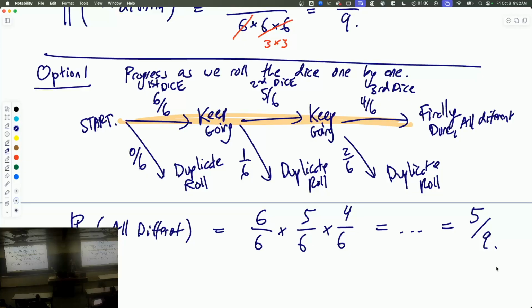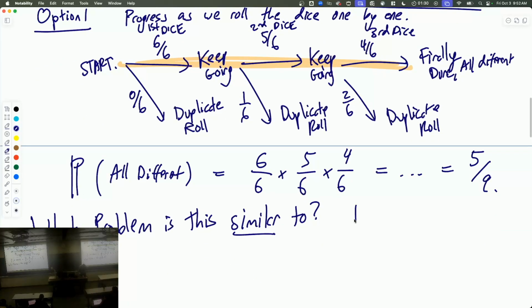I do have a quick question for you all, which is, this problem is secretly very closely related to a problem we did very early on in the course. What problem is this actually like? What problem is this similar to? Does anyone know what problem this is similar to? Yeah. It is the birthday problem. This problem is exactly the same as the birthday problem.